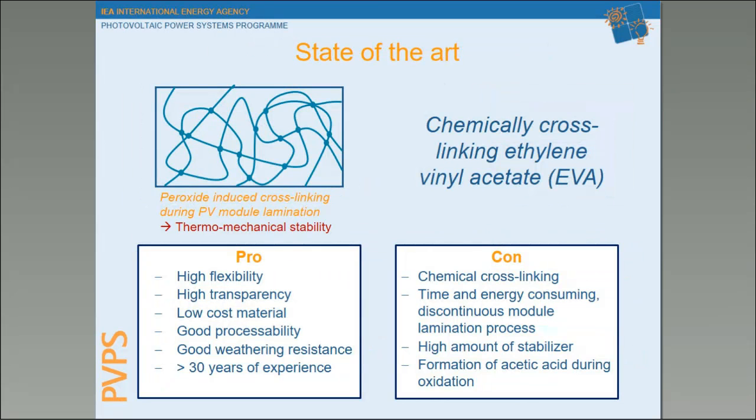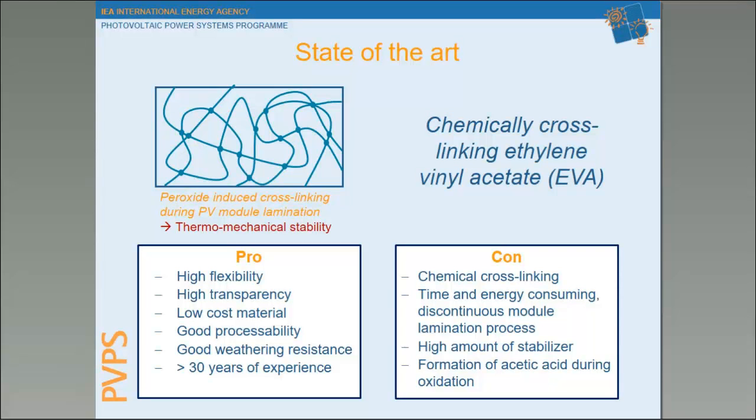So how is that? What is the state of the art? In most of the commercially available modules on the market, that is crystalline silicon modules, ethylene vinyl acetate, in short EVA, is used. This EVA has a very low melting temperature, so it is cross-linked during module lamination in order to get the desirable thermomechanical properties. And this material has been in use since the 80s.